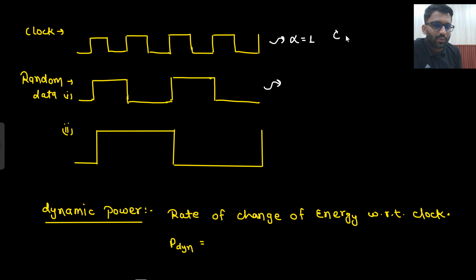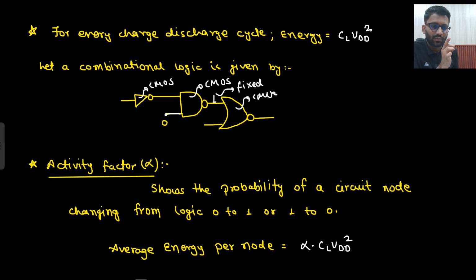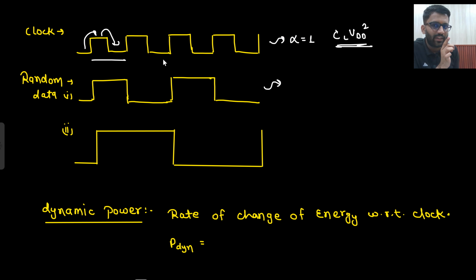If this is consuming half CL VDD square energy, so how much energy will this consume? Tell me how many transitions are there? This I will call one transition. From 0 to 1, 1 to 0. In 0 to 1 and 1 to 0, you total consume CL VDD square. What do I mean to say is that from 1 to 0 and 0 to 1, in total you consume CL VDD square. So from 0 to 1, 1 to 0, CL VDD square, CL VDD square, CL VDD square, and CL VDD square. So eventually it is effectively 4 CL VDD square. What about this?